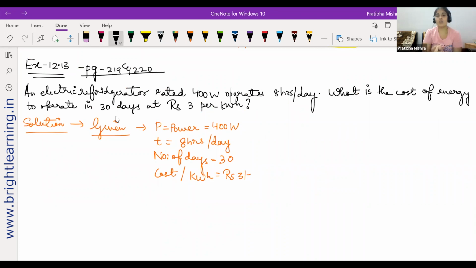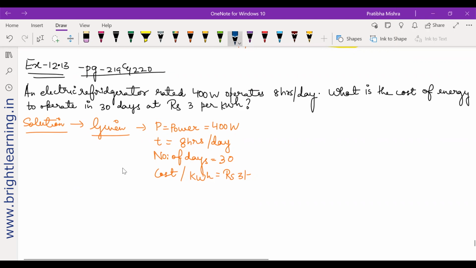So you can either do it for 1 day and then multiply 30 with it. Or if you want, you can do it directly. If you are smart enough, do it directly. Okay, no problem. So we can multiply 400 into 8 into 30 into 3. Yes.